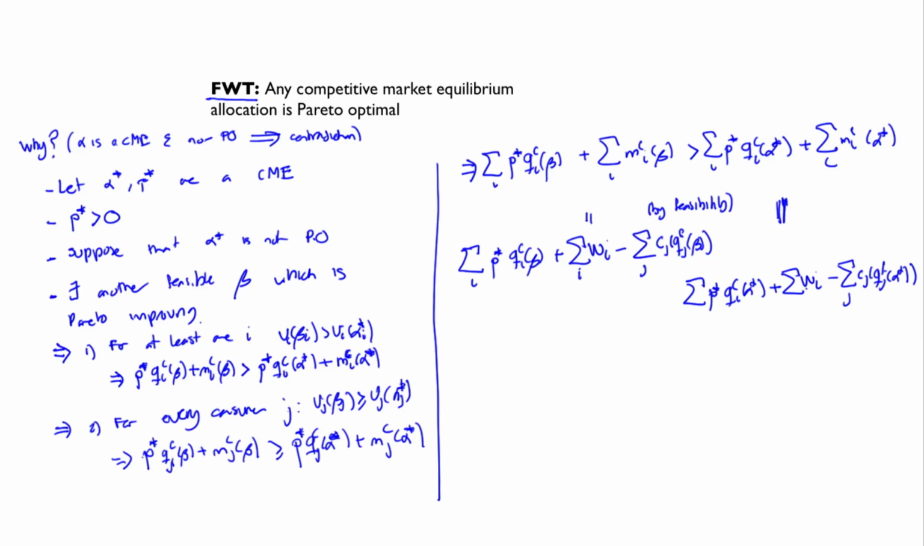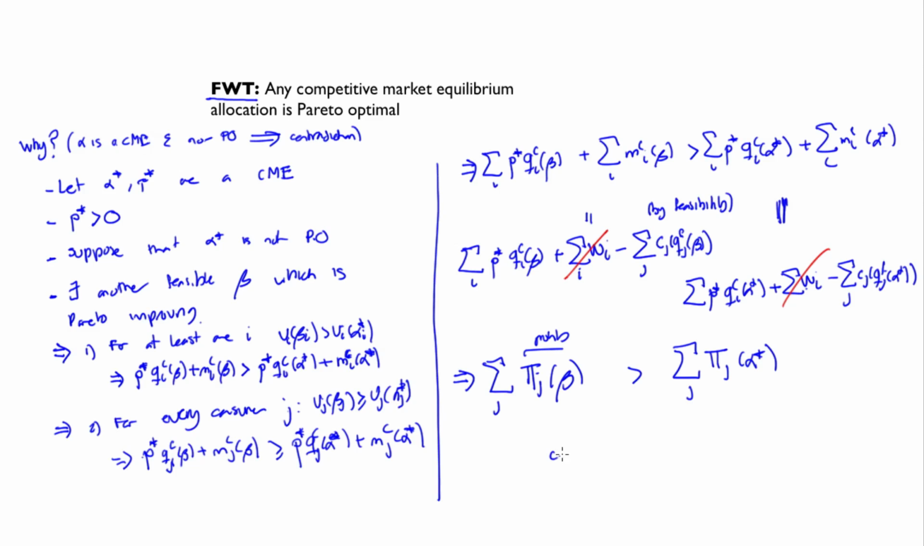But notice what happens. This term and this term cancel because these are just constants on both sides, and what we get is that this term is just the sum of the profits of the firms at allocation beta, and this is the sum of the profits of the firms at allocation alpha. So this implies that the sum over all firms J of the profits pi of J at beta, remember these are profits, is greater than the sum over J of the profits of all firms at alpha star.